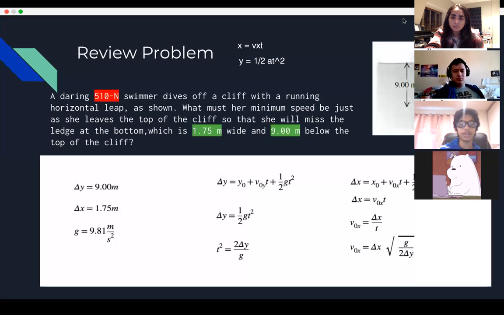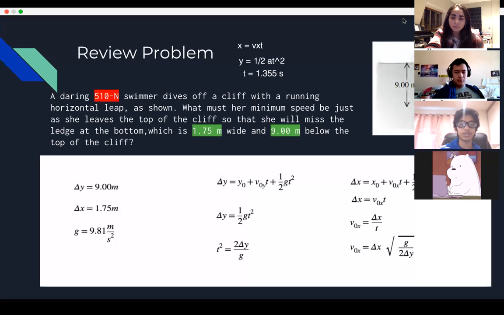So to find the time, we can just rearrange this equation, and we can get that it's 9 times 2 divided by 9.8. And then you take the square root of that whole thing, which turns out to be 1.355 seconds. So now we know the time is 1.355 seconds.